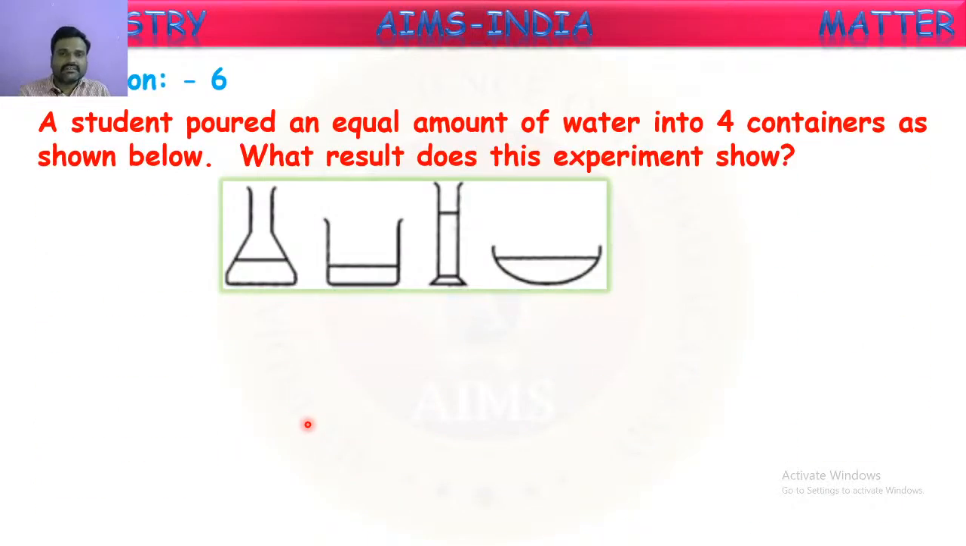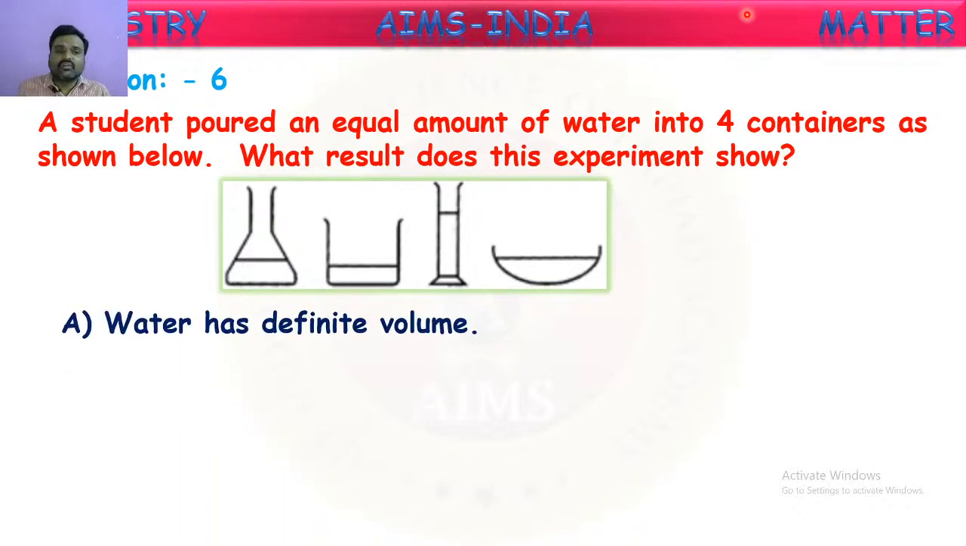They have given certain liquids taken in containers. Let us read the question once. A student poured an equal amount of water into 4 containers as shown below. What result does this experiment show? They have given a certain quantity of liquid in different shaped containers. So they're asking to find what result this experiment shows.